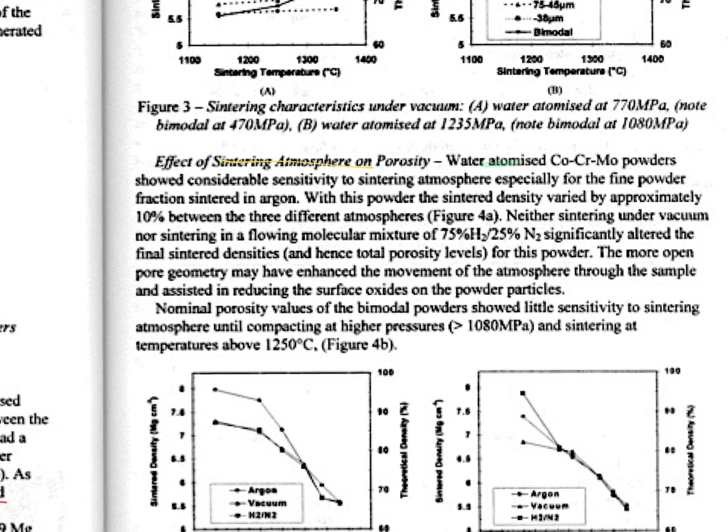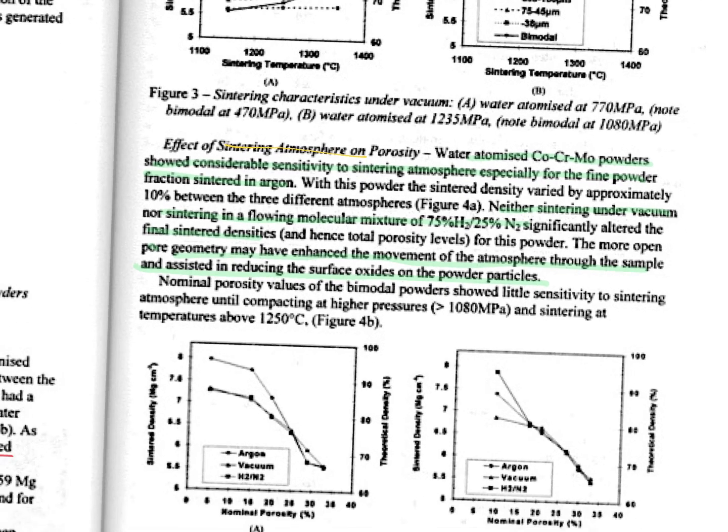Atmosphere. Water atomized cobalt chrome moly powders showed considerable sensitivity to sintering atmosphere, especially the fine powder fraction sintered in argon. Neither sintering under vacuum nor sintering in the 75-25 mixture significantly altered the final sinter densities. More open pore geometry may have enhanced the movement of the atmosphere through the sample and assisted in reducing the surface oxides on the powder particles. And so the compaction, and how efficient that is, controlled the ability of the atmosphere to go into this during the sintering process. This is a finer detail that we need to think about in terms of how we design that porosity.